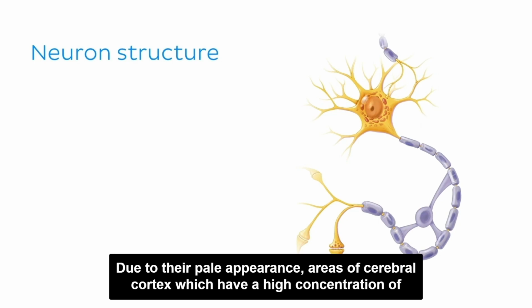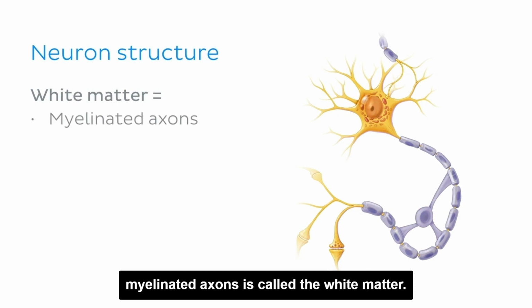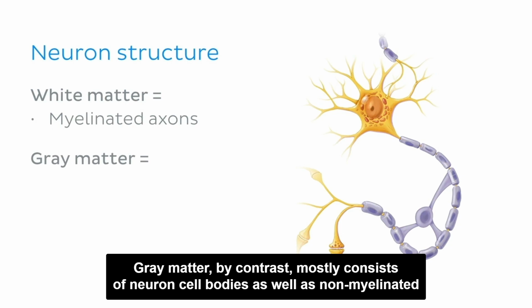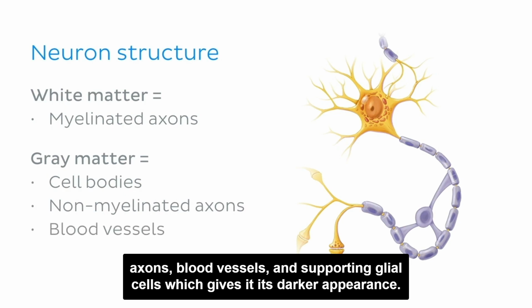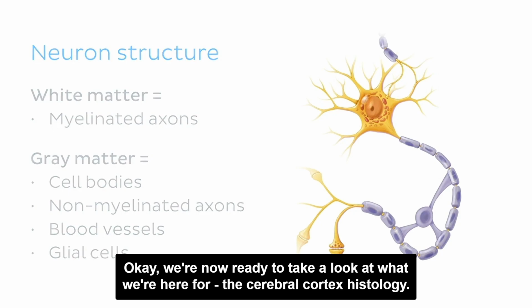Due to their pale appearance, areas of cerebral cortex which have a high concentration of myelinated axons is called the white matter. Grey matter, by contrast, mostly consists of neuron cell bodies, as well as non-myelinated axons, blood vessels, and supporting glial cells, which gives it its darker appearance.